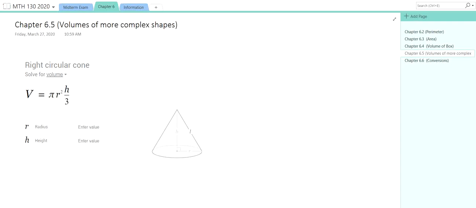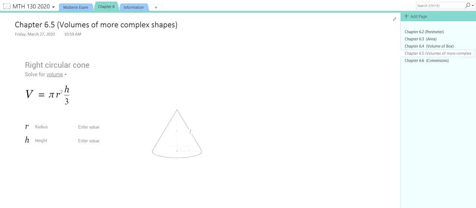Okay, in chapter 6.5, we're discussing more complex shapes and their volumes. And the way I want you to determine these sorts of volumes is I want you just to go to your internet, to a browser, and type in the type of volume it is, and then find the equation for it.